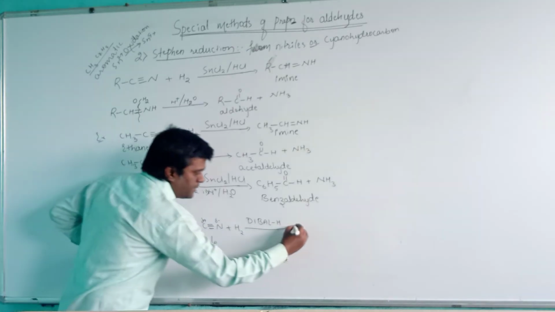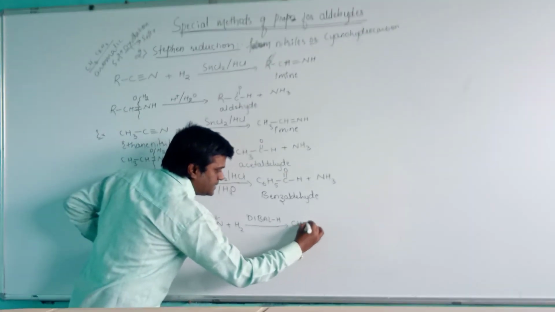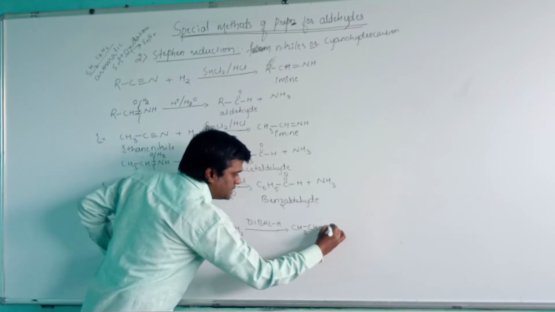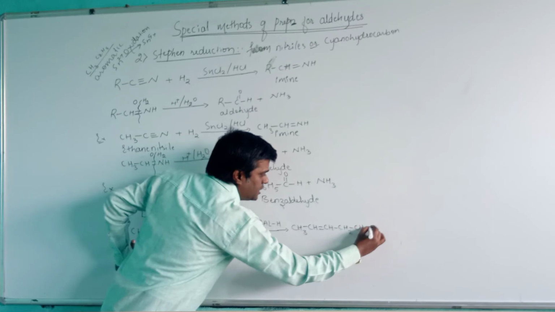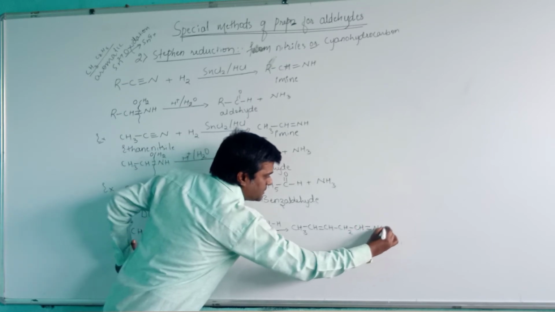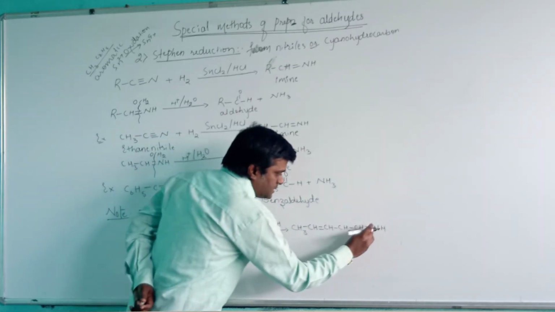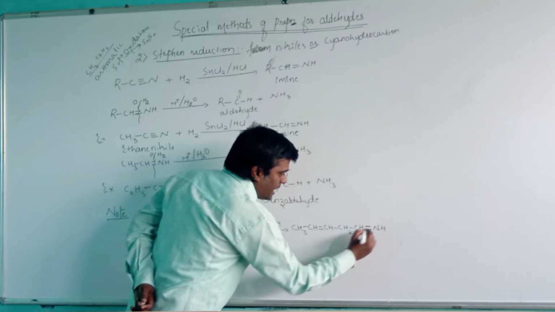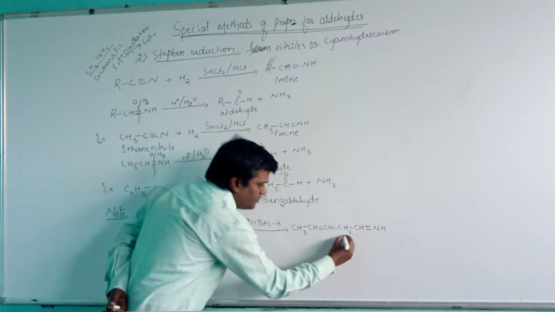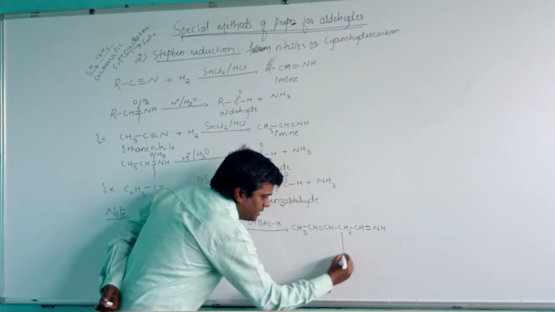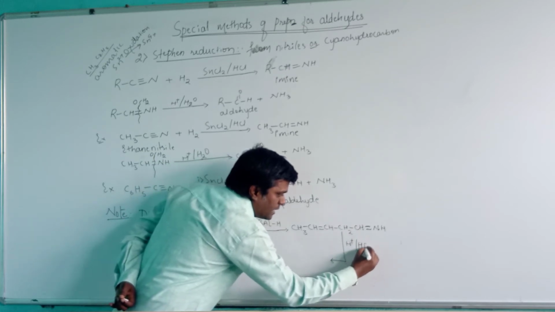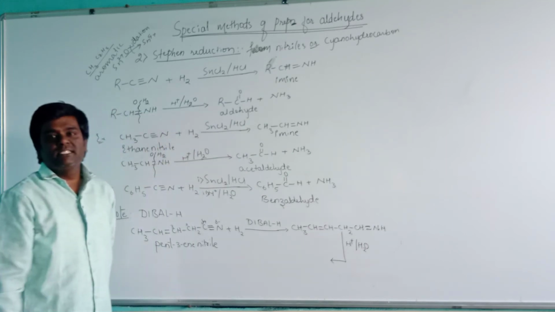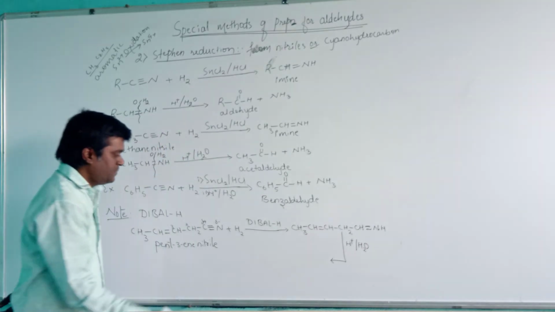Then it will give the compound CH3CH=CHCH2CH=NH. Further we are carrying out the hydrolysis. Further we will carry out the acid hydrolysis, that is breakdown by water carried out in the presence of an acid, known as acid hydrolysis.